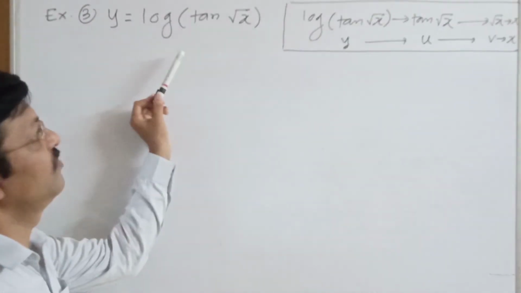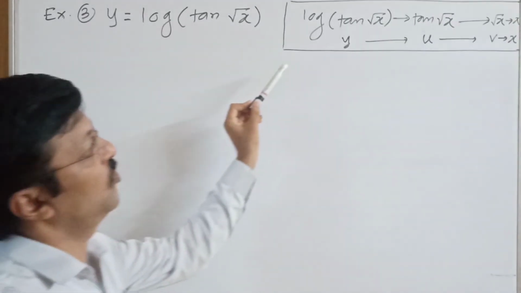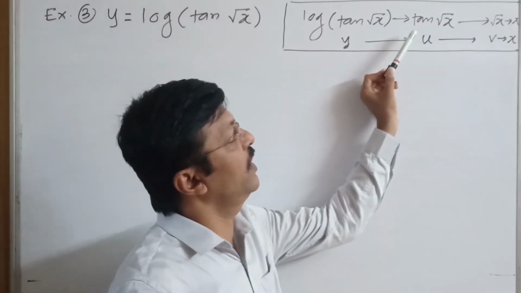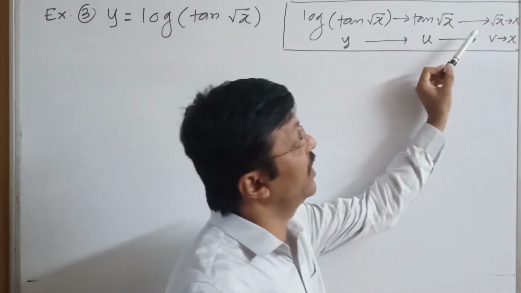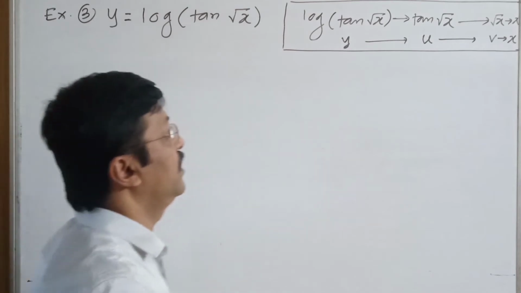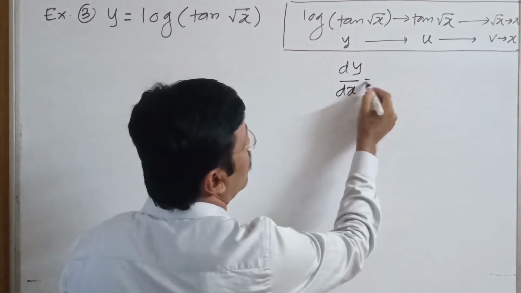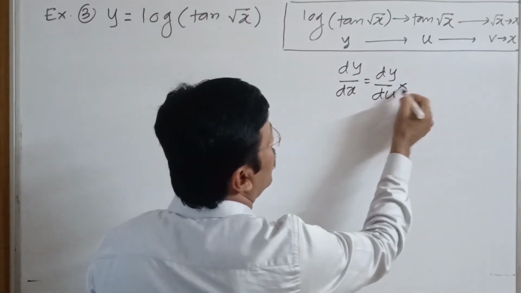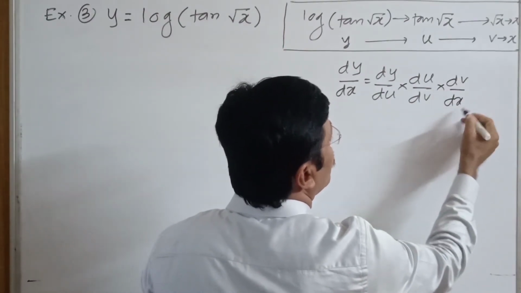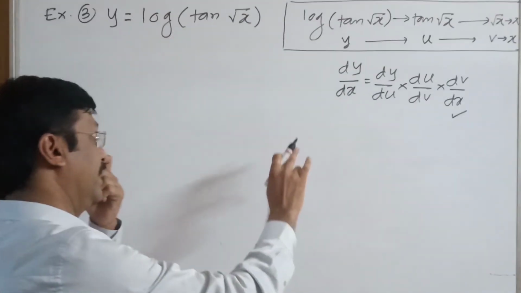So see this example once again. y is equal to log of tan of root x, and we saw this chain: y is a function of tan root x, which is u, u is a function of root x, which is v, and then finally root x is a function of x. So let us start with the rule dy by dx is equal to dy by du into du by dv into dv by dx. In the beginning I have to find dv by dx, then du by dv, then dy by du, and finally you will get the final one.